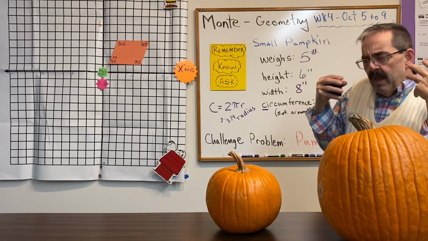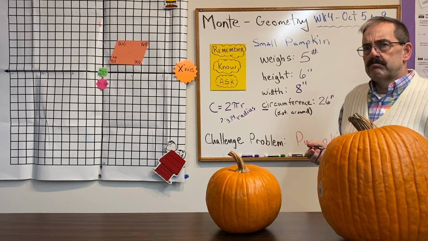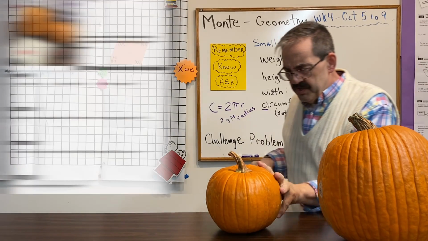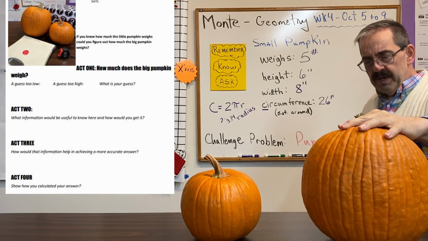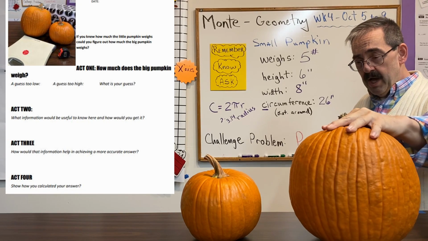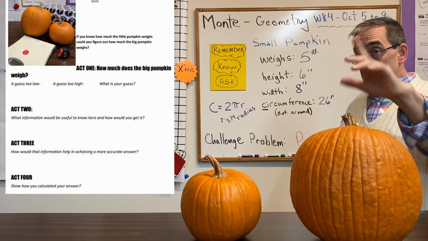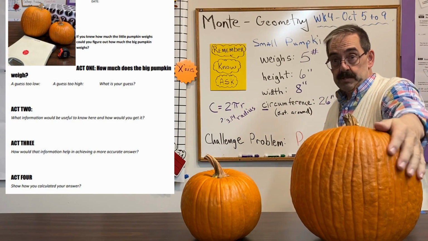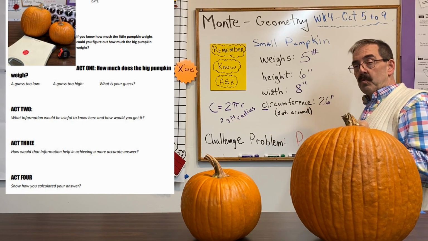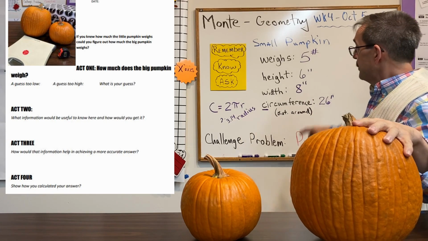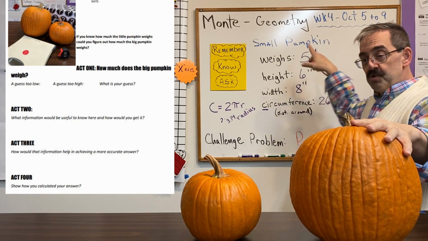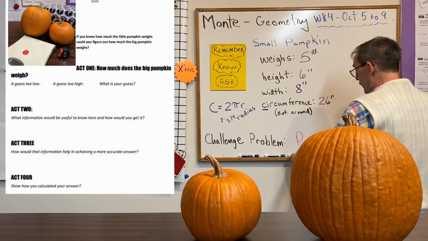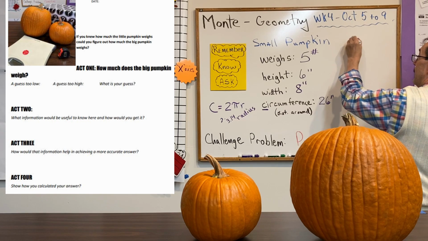Now, the first day you asked a bunch of questions. The second day you're starting to ask more questions. I wanted you to narrow it down to only one question about the big pumpkin. You're only allowed, as a class, to come up with one question. So what would be the most important measurement so that once you got the measurement, you could guess the weight of the big pumpkin? Okay?